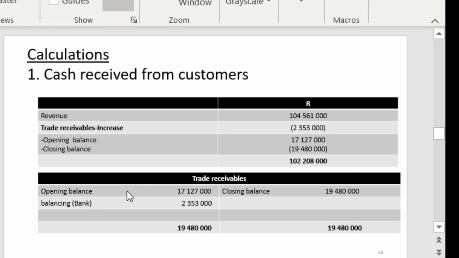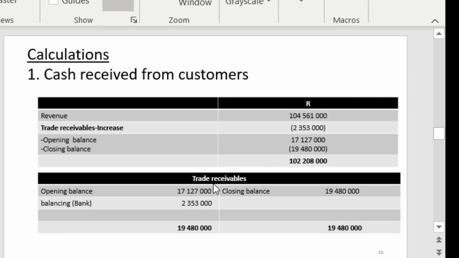How do we see whether it's an increase or decrease? If you look at the trade and other receivables, the opening balance was 17,127,000, but the closing balance was 19,480,000. So we can see that trade and other receivables have increased by 2,350,000. So in order for us to determine the cash received from customers, we'll take our revenue as well as the movement on trade and other receivables.